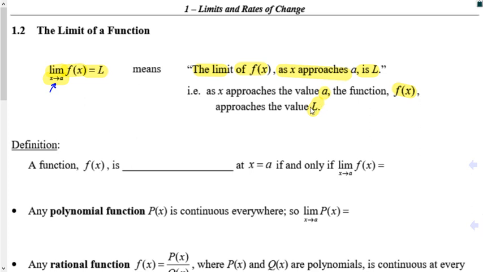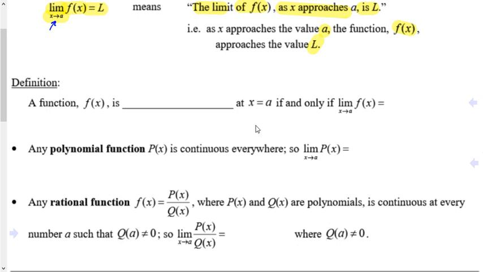Our next definition here is looking at what's called continuity. So we say that a function is continuous at the point where x is equal to a if and only if the limit of the function as x approaches a is equal to f of a, so it's equal to the value of the function at a. So let me say that once more.